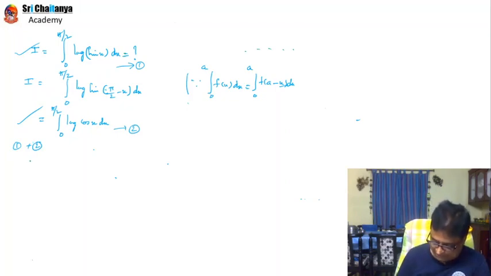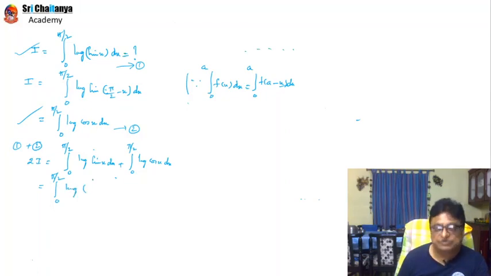You just see the important result and how it is going to turn. I plus I becomes 2I. Now this is nothing but integration 0 to pi by 2 log sin x dx plus integration 0 to pi by 2 log cos x dx. Similarly, with the help of the properties, I can write log a plus log b is equal to log ab. So this is nothing but log sin x into cos x dx.